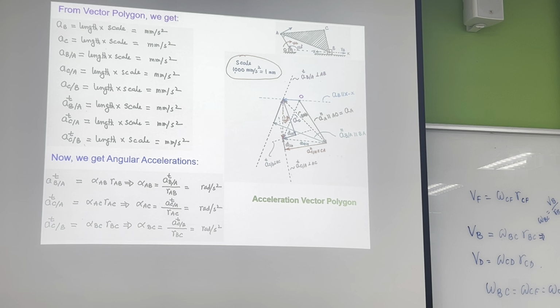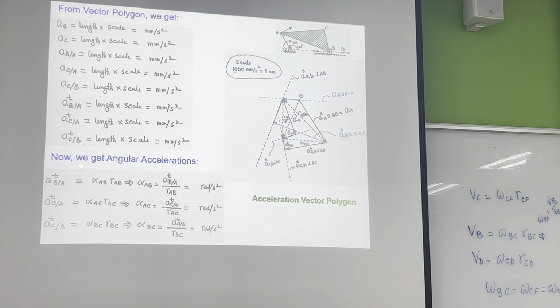And now, look at here how I did. You see how, look at here. From the vector polygon we get, you see how I wrote? Now we get angular acceleration. How I wrote? It's systematic. Engineers always need to be very systematic.